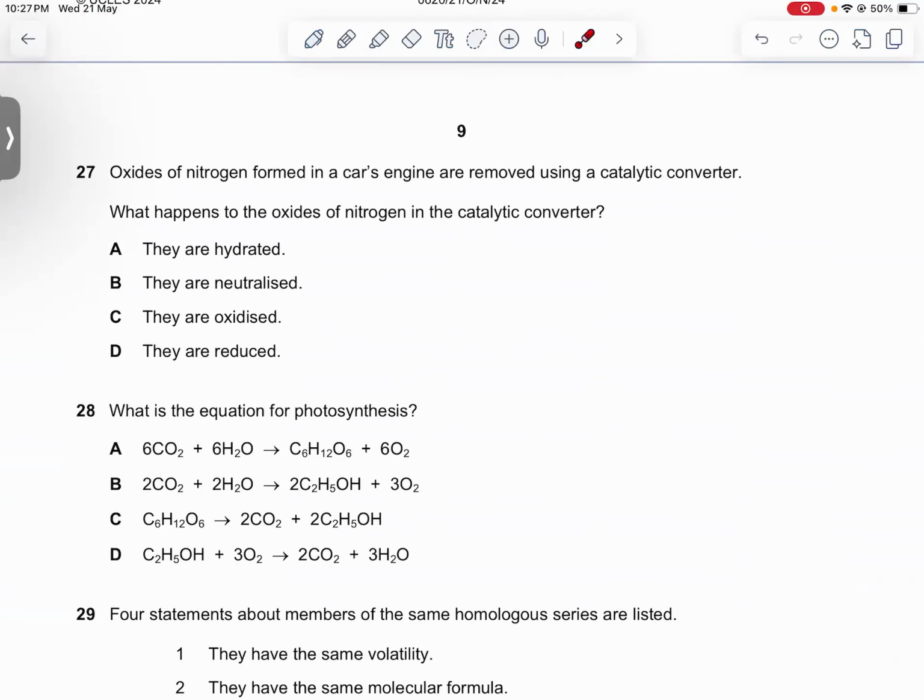Next question 27. Oxides of nitrogen formed in car engines are removed using a catalytic converter. What happens to the oxide of nitrogen in the catalytic converter? They are hydrated, neutralized, oxidized, or reduced. Well, oxides of nitrogen, NO2, or basically NO because it is simpler, when it reacts with carbon monoxide in the catalytic converter, it produces N2 plus CO2. To balance the equation, we put a 2 over here and a 2 over here. You can clearly see that oxygen has been removed. So this is called reduction. So they are reduced.